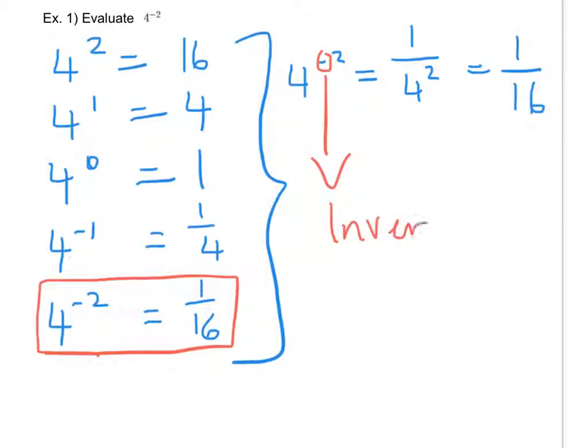And then when you invert it, the minus goes. Okay? And we end up with 1 over 4 squared, not 1 over 4 to the minus 2. The minus has disappeared. The inverting means get rid of the minus.